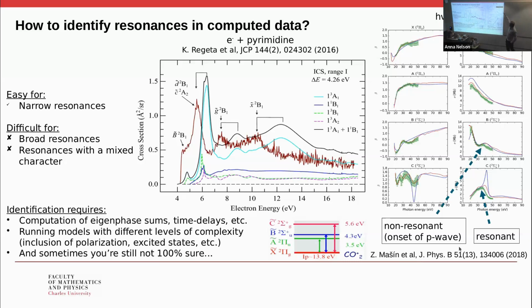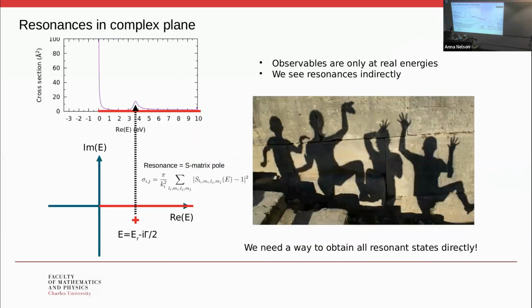So this is a photoionization calculation for CO2 into the various ionic states of the CO2+ ion. For example, the cross-section for the B state has this kind of nice peak, but that's non-resonant. It's just an onset of p-wave scattering. Whereas in the C state, there is a very pronounced shape resonance, which has a core-excited character. So you want to be able to get insight into resonances.